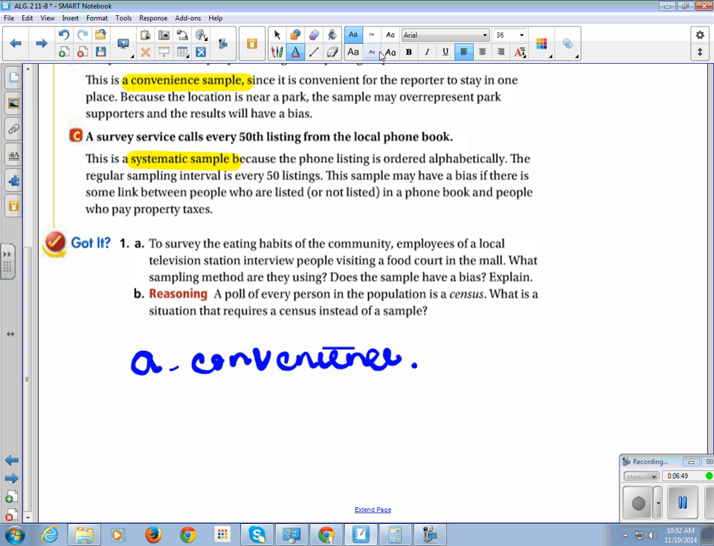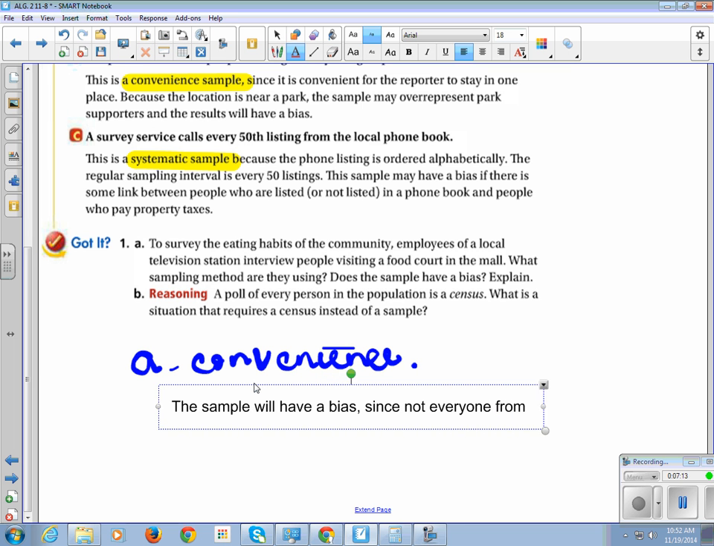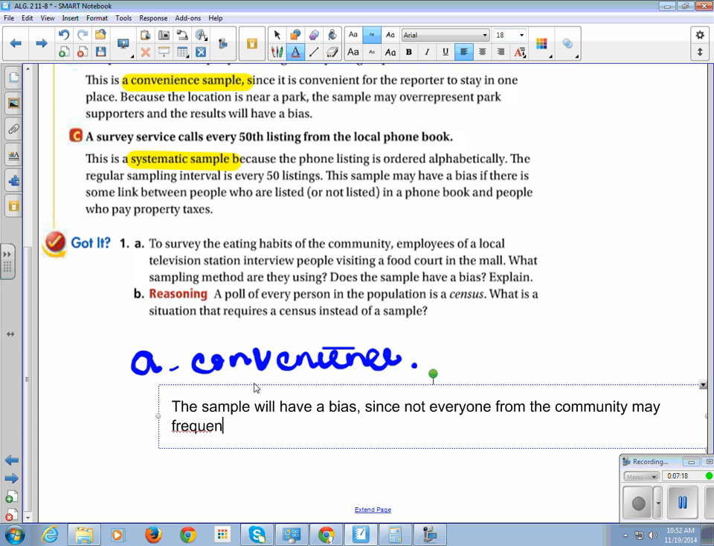What do you think, Anna? What's the downside of that? Who go to the mall, not always just people in that community. Right. So the sample will have a bias, since not everyone from the community may frequent the mall. And what kind of food is in a mall food court?